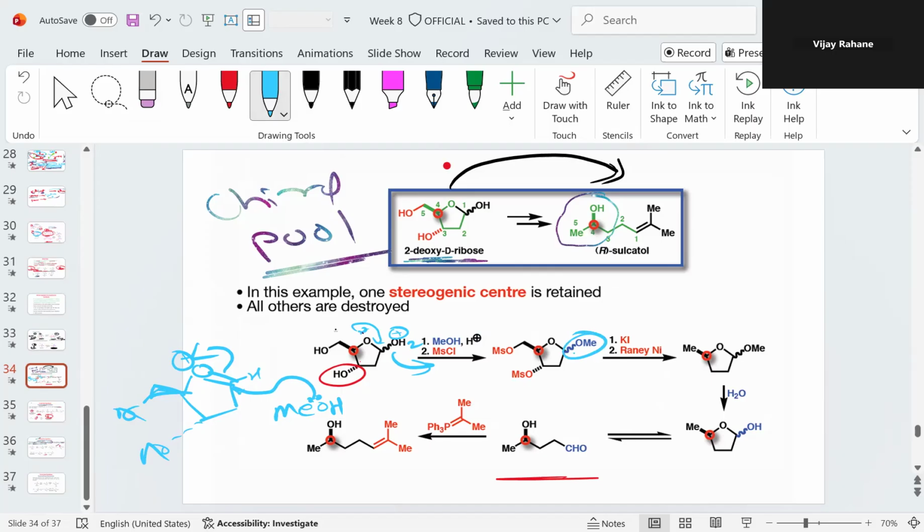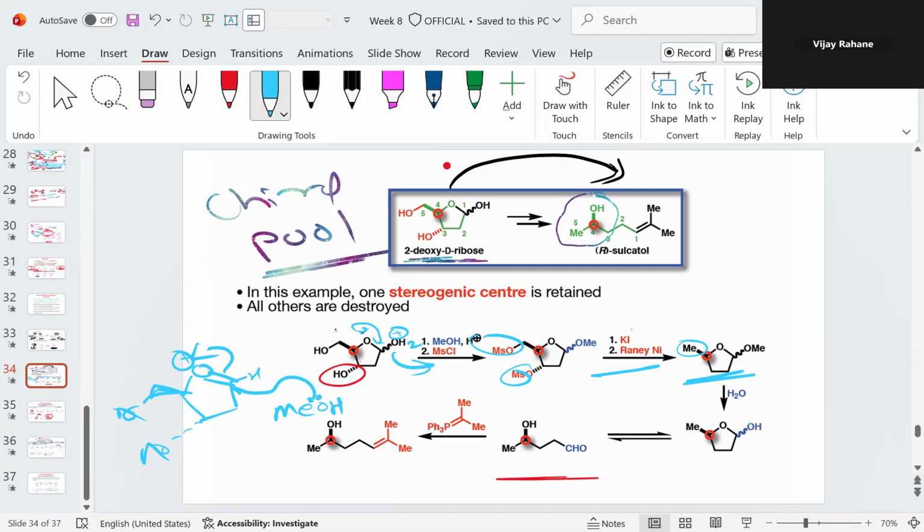So this will be OME. Here mesitile, here also mesitile. Now, when you add the K and the Raney nickel, the mesitile group converts into the methyl group directly. So this is what happened in this reaction condition. I asked you to find out the mechanism of this reaction. Anyway, we are getting this product.